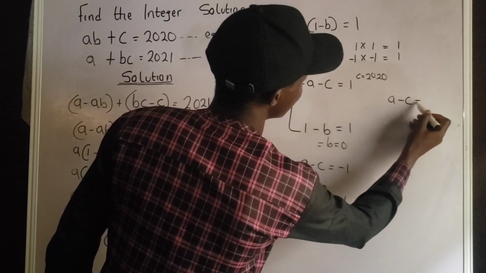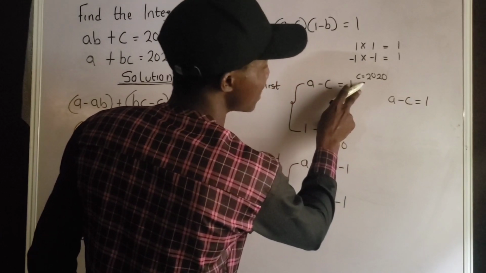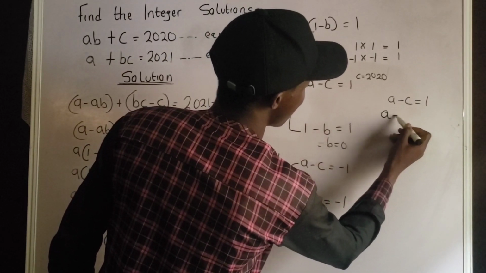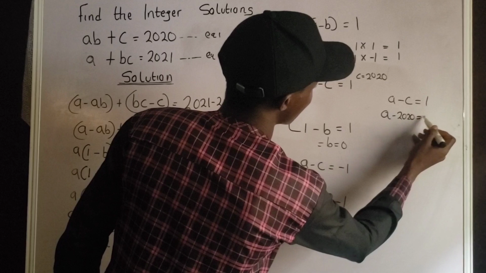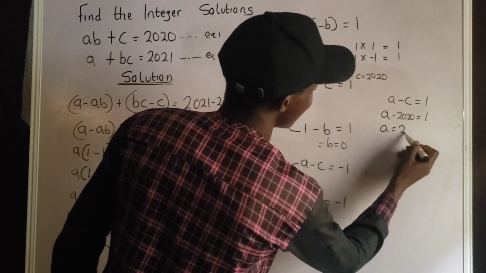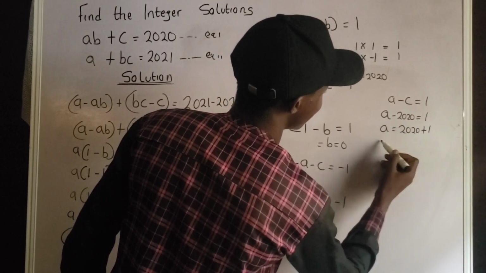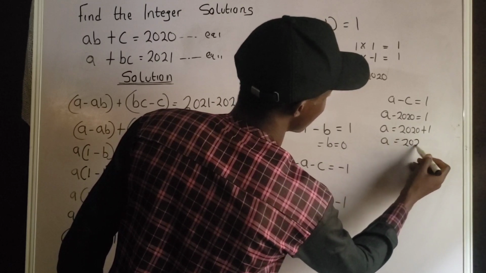a minus c is equal to 1. c is equal to 20. So I'm going to have a minus 20 is equal to 1. a is equal to 20 plus 1. a is equal to 2021.